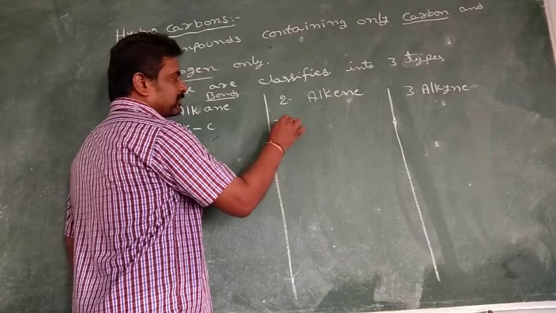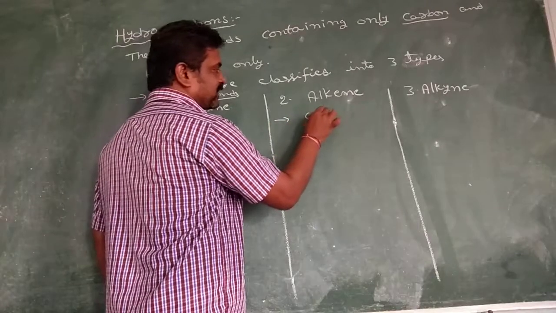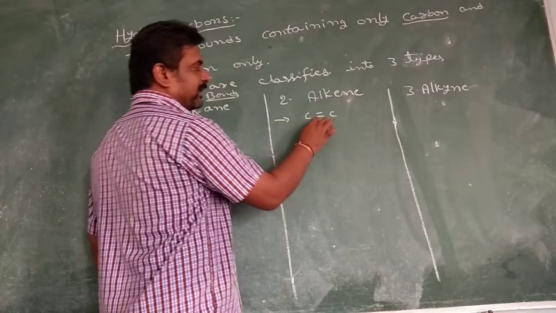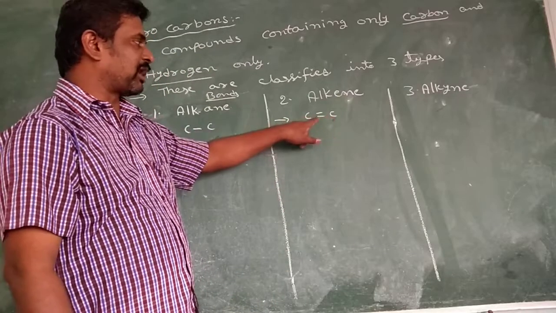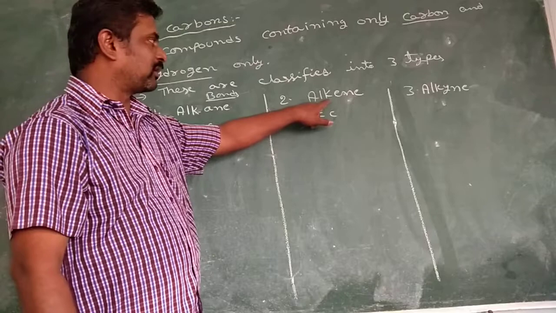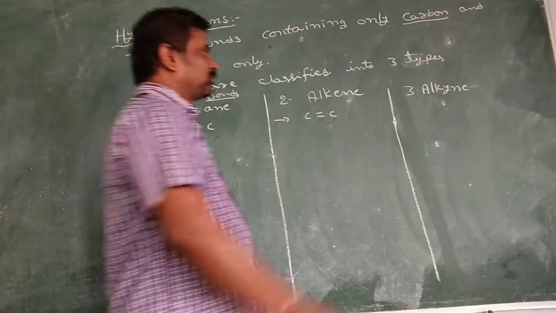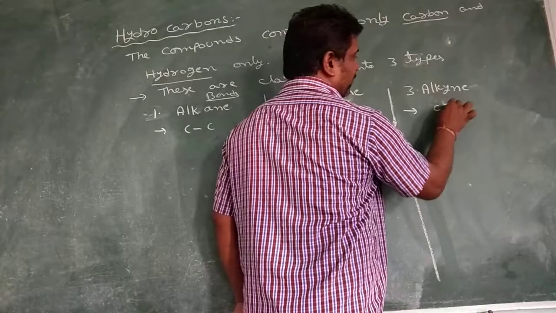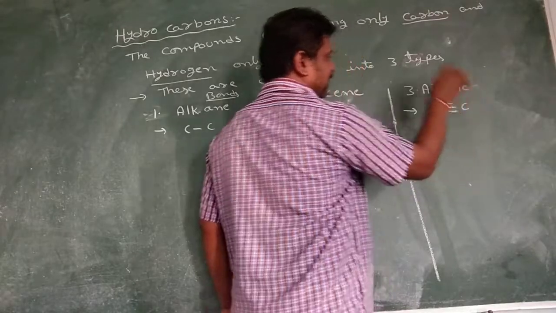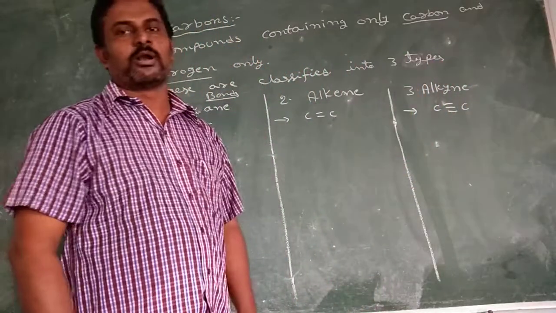In alkenes, one carbon atom is attached to the other carbon atom with a double bond. The third one, alkynes: here one carbon atom is attached to the other carbon atom by a triple bond.